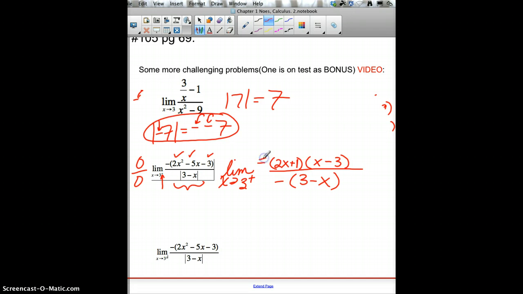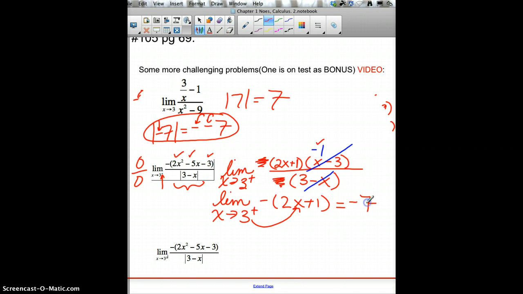Now, I've got a negative over a negative, which makes a positive. However, I've also got another pair of opposites here with the x minus 3 and the 3 minus x, which leaves a negative 1. So, when I'm all done with this, I'm really taking the limit as x approaches 3 from the positive side of negative 2x plus 1, because I had that negative 1 in there. Now when I go plug it in, I'm going to get a negative 7.